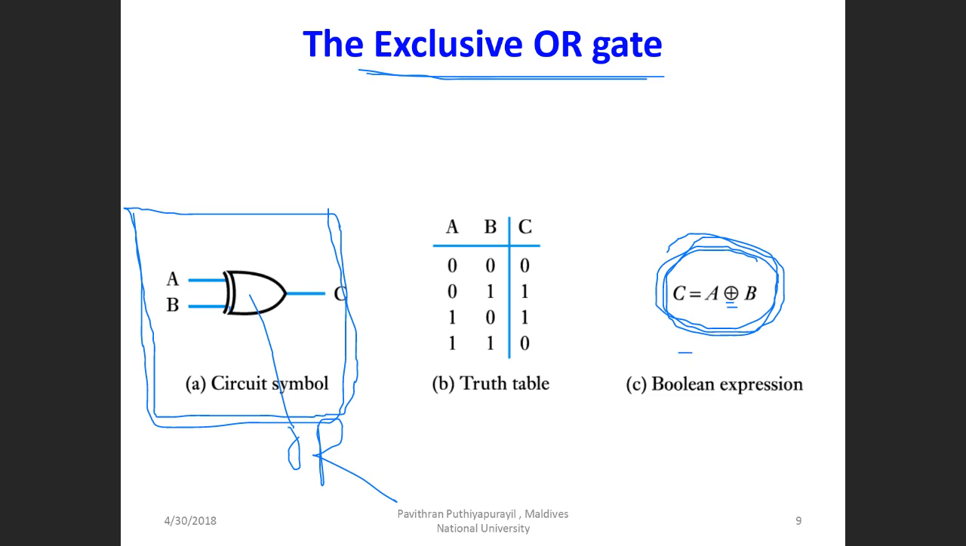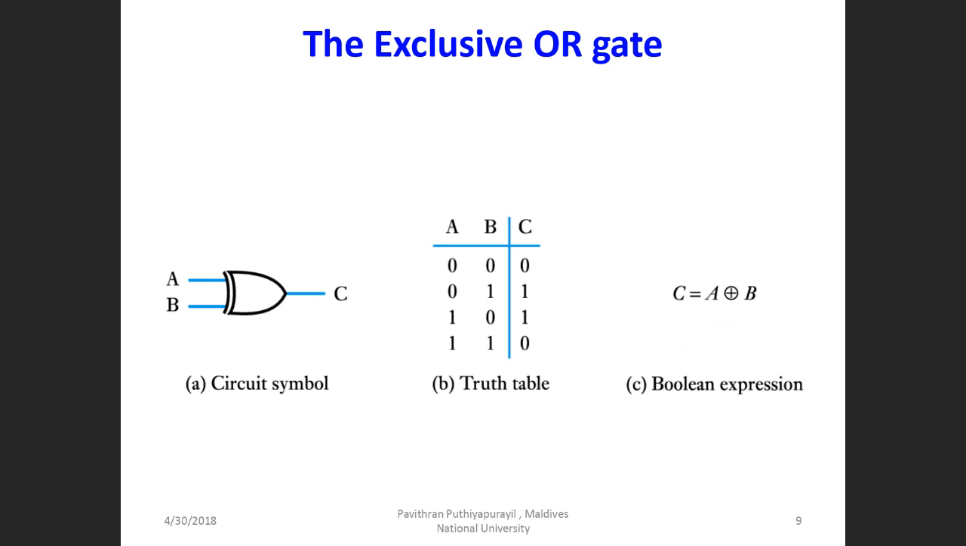And if I simplify this equation, I will write it again so you can see. If I simplify this, you will get A B bar plus A bar B. This is the expression for exclusive OR. Please remember this expression. If I simplify this equation, you will get A B bar plus A bar B.